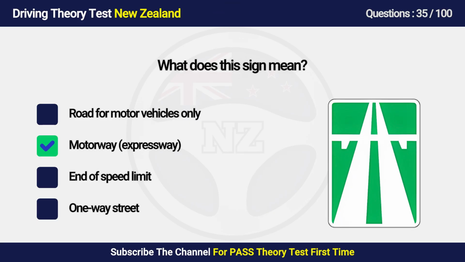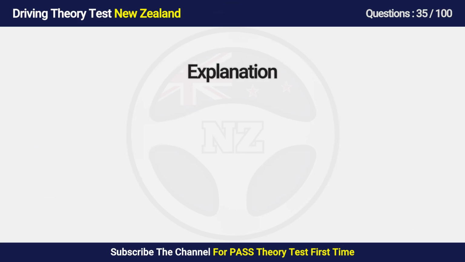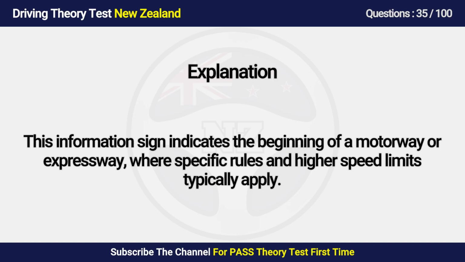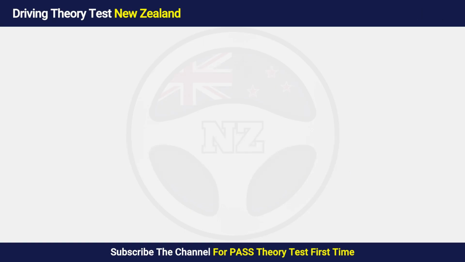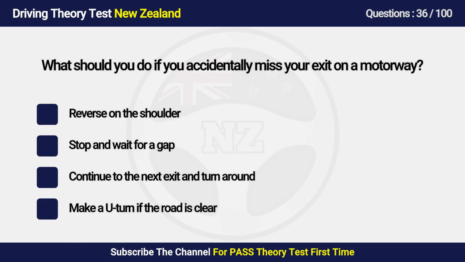Answer is B. Motorway expressway. This information sign indicates the beginning of a motorway or expressway, where specific rules and higher speed limits typically apply. Question 36. What should you do if you accidentally miss your exit on a motorway? A. Reverse on the shoulder. B. Stop and wait for a gap. C. Continue to the next exit and turn around. D. Make a U-turn if the road is clear.